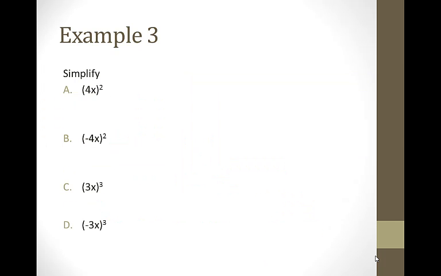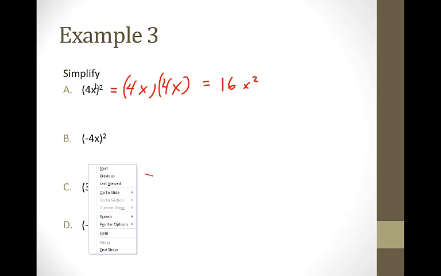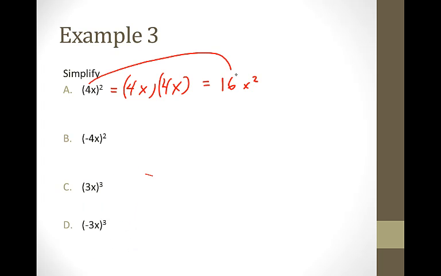Okay, so very similar here. 4x squared, we want to simplify that. So this is really the same thing as 4x times 4x. So 4 times 4 is 16, and then x times x is x squared. Now in practice, I don't really have to do it like that, right? I can just square the 4 to get 16, and square the x to get x squared.